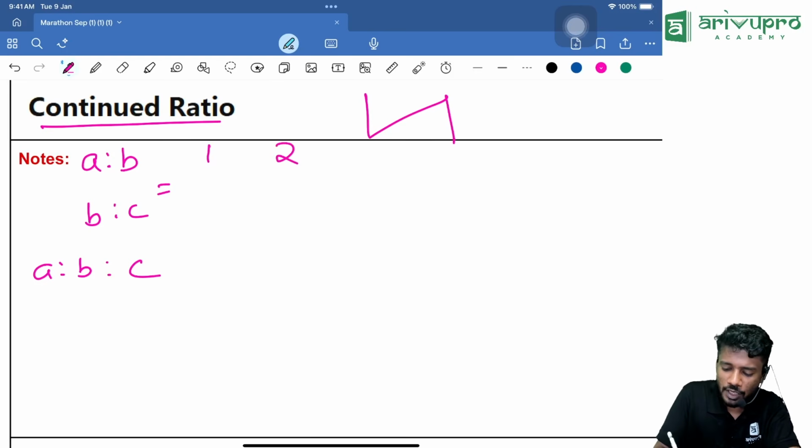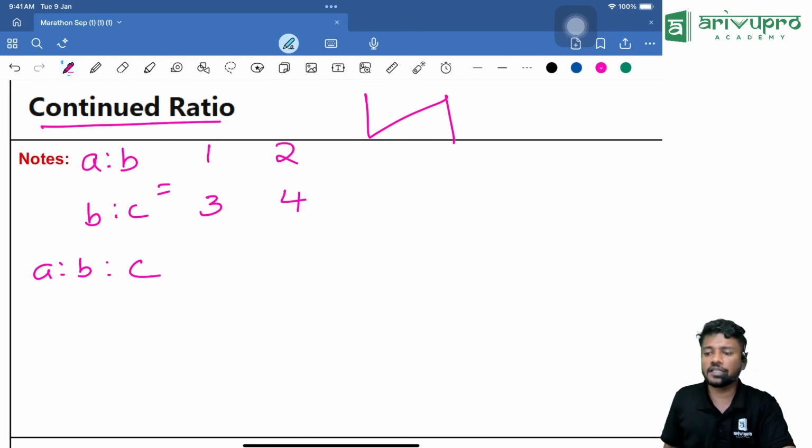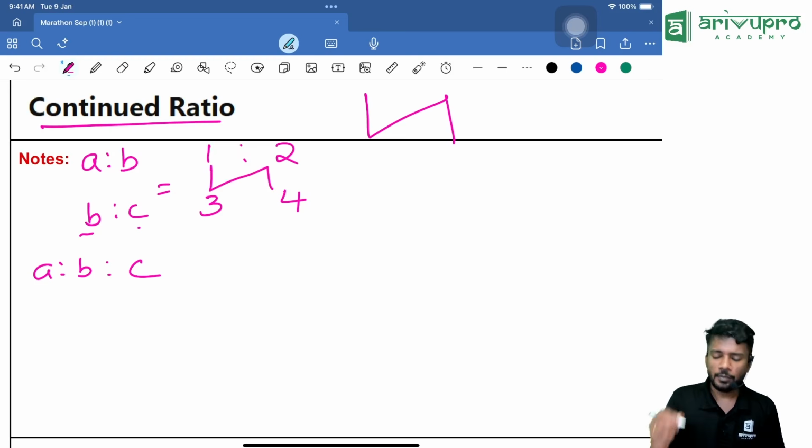1 is to 2 and 3 is to 4. We need to find the continued ratio. A is to B is 1 is to 2. B is to C is 3 is to 4. We need to find A is to B is to C. Remember, mirror N. 1 into 3 is how much?